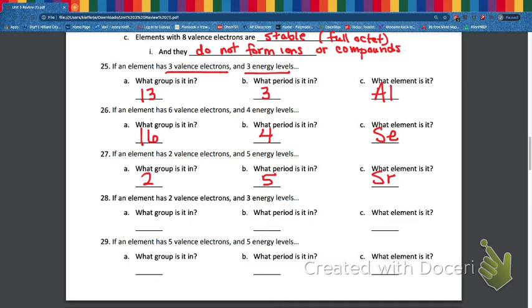If an element has 2 valence electrons and 3 energy levels, it's going to be in group 2. It's going to be in the 3rd period. And its symbol is going to be magnesium. So 5 valence electrons, that means it's going to be in column 15. Period 5, because it has 5 energy levels. So 1, 2, 3, 4, 5. And group 15, go over. This is going to be SB, antimony.